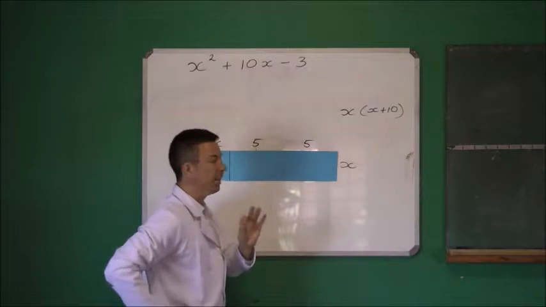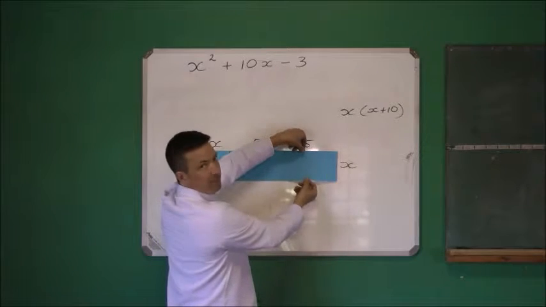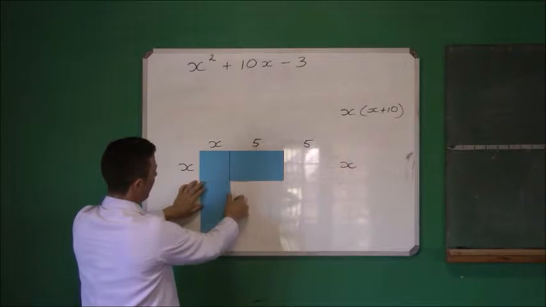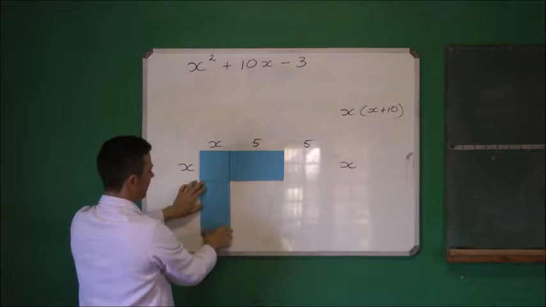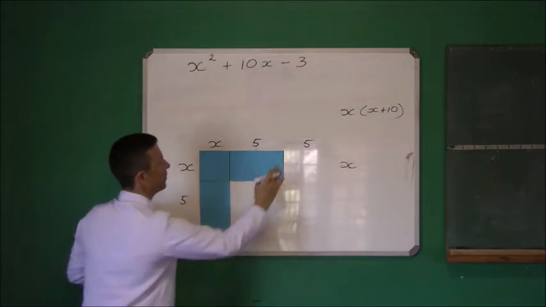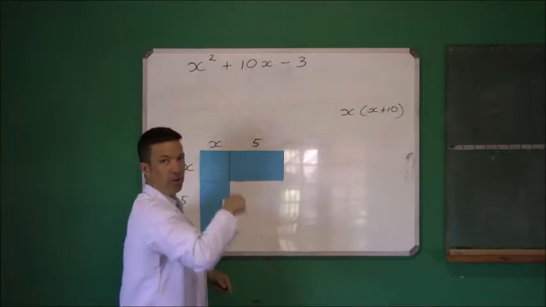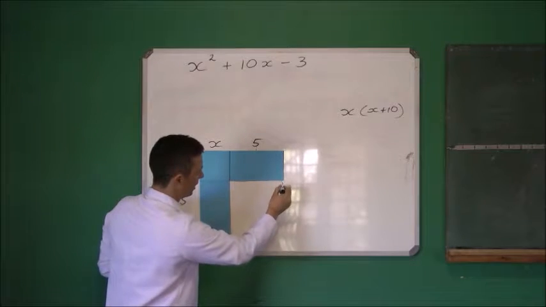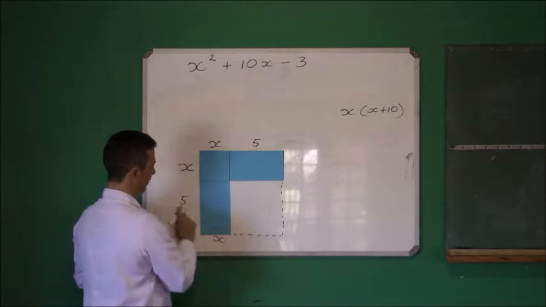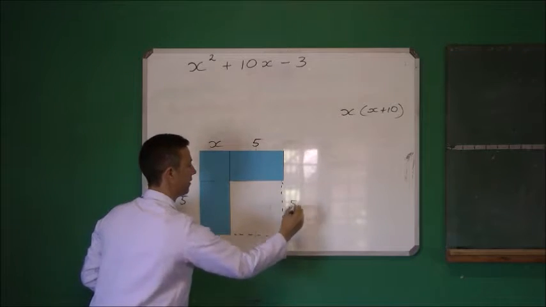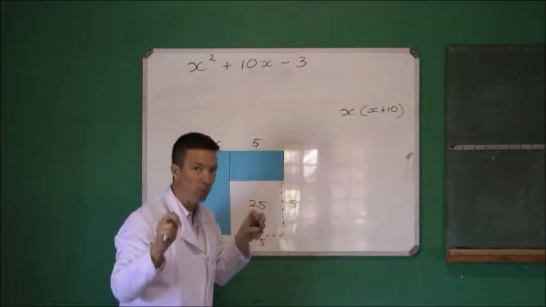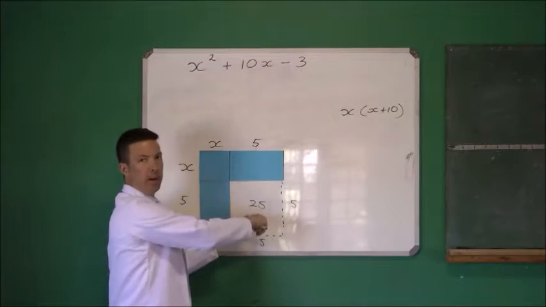And here comes the really clever part. I'm going to take this portion off over here and I'm going to transfer it over there. Right? So obviously that's now 5 and that part is still x. And can you see now where the completed square is going to be? Over here. Now that's 5, which means this is obviously a 5 by 5 square. So in order to complete the square, I need to add in 25.